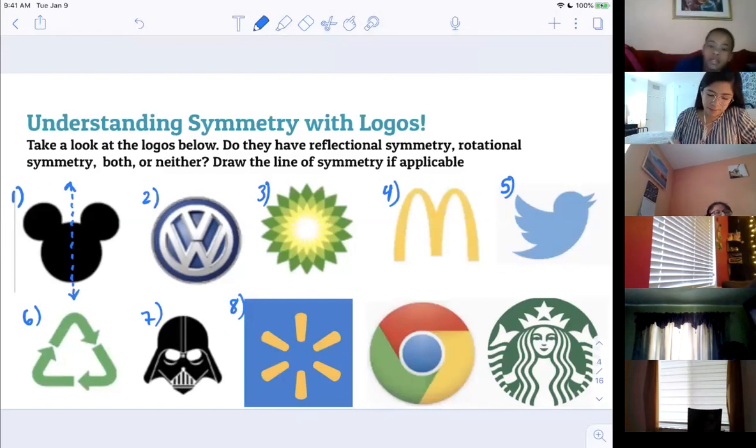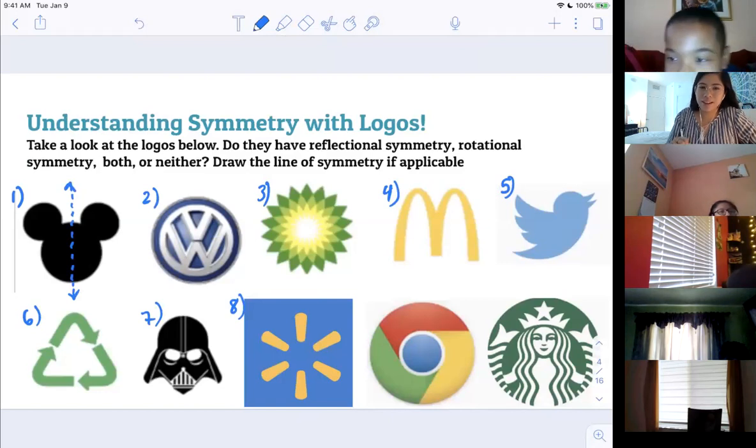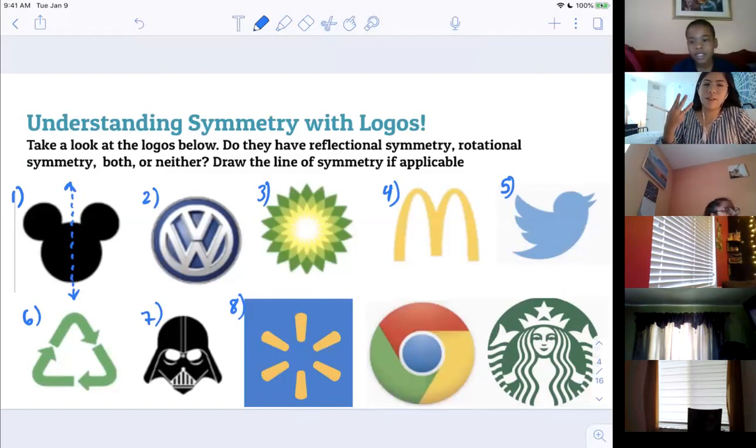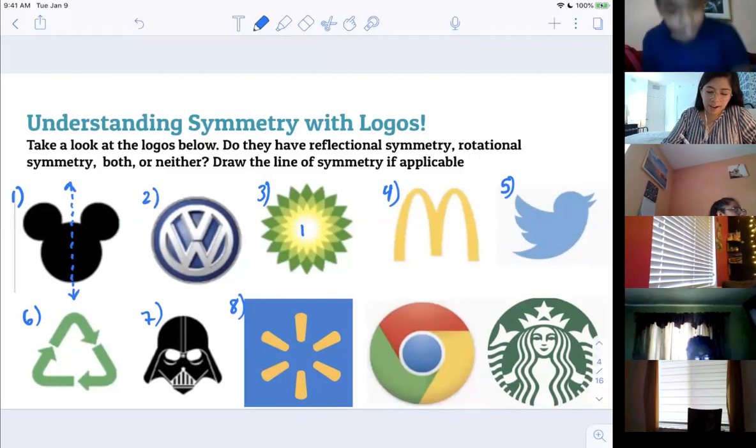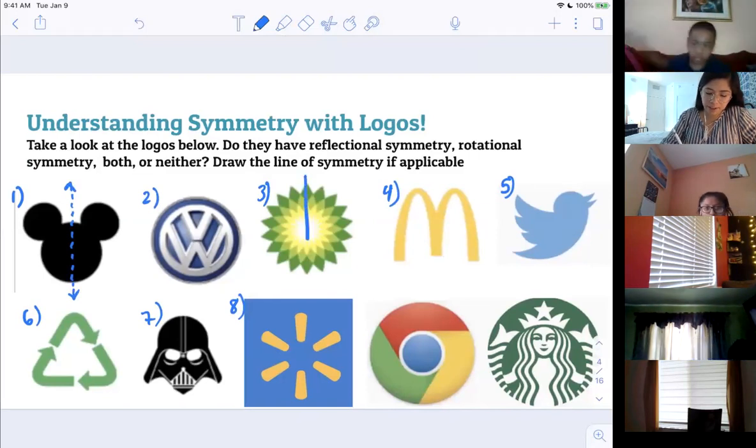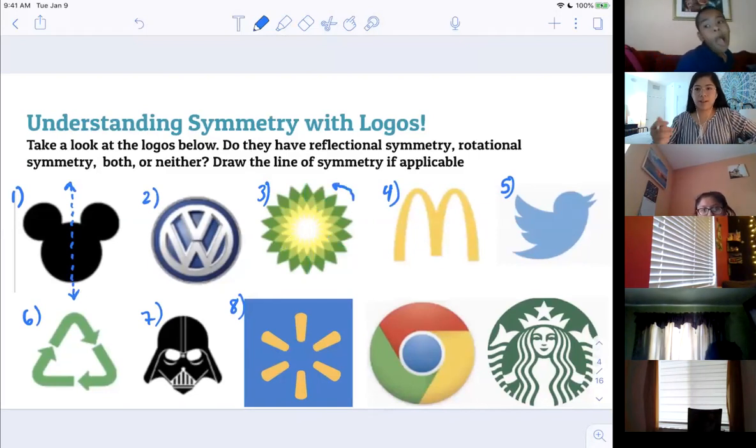Both. Very good, both. So does anyone know what this logo is by any chance? Volkswagen. I think it's a gas station or car dealership. Wait, is it BMW or Volkswagen? We're doing number 3. Oh, that's the gas station. Yeah, BP. So yeah, it has both. You can cut it in half a million different ways. I could go this way, I could go that way. It has a bunch of different lines of symmetry. And if you turn it, it can line up with itself over and over again. So this one definitely has both.